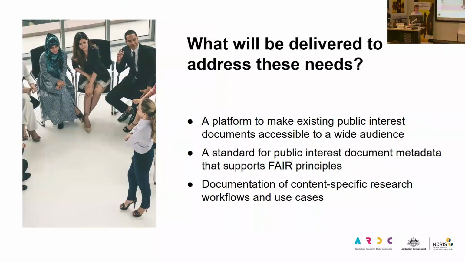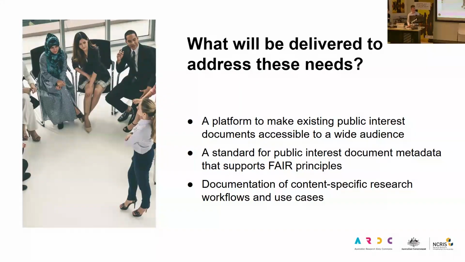So what will actually be delivered? This project is designed to deliver real impact in 3 ways. First, by building a platform to make public interest documents, starting with federal Hansard records and materials from public inquiries and reviews, more accessible to a wide audience. That includes researchers, civil society organizations, and the general public.